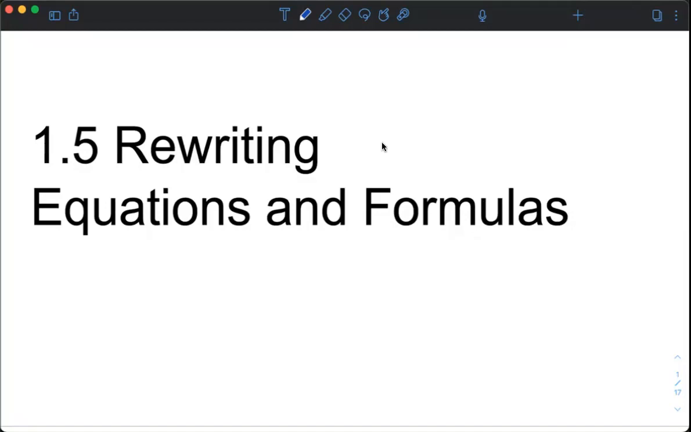Hi guys, we are going to be doing 1.5, which is rewriting equations and formulas. This is a new section. We're skipping 1.4 for now.